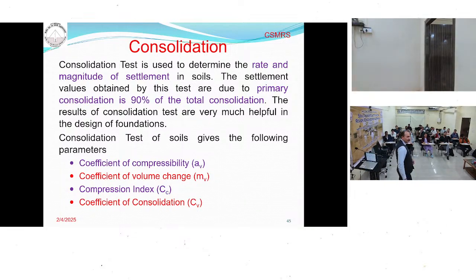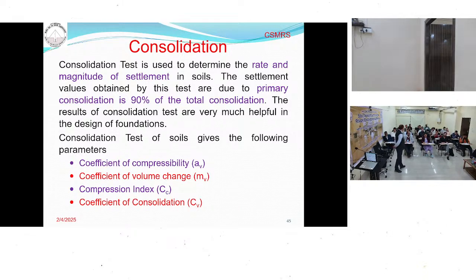So these are the parameters which we determine with the help of consolidation. First is the coefficient of compressibility, coefficient of volume change, compression index, and coefficient of consolidation. Coefficient of compressibility means how much the void ratio will change if you apply pressure. Coefficient of volume change means how much the volume is going to change due to the consolidation.